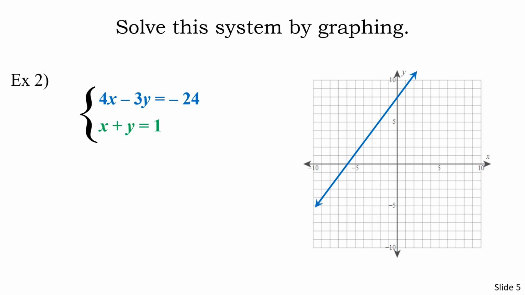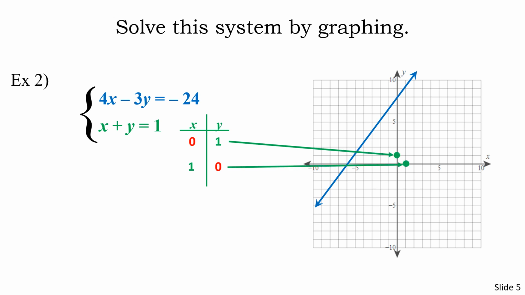The bottom equation I've put in green, x plus y equals 1. So I make my little table with zeros. When x is 0, y is 1. When y is 0, x is 1. Plot those points, the y-intercept and the x-intercept. I draw my line.